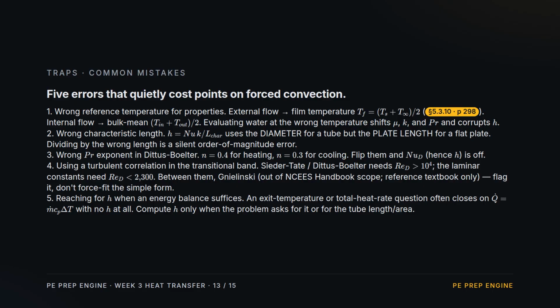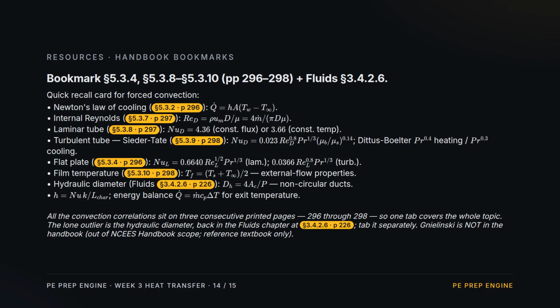4. Using a turbulent correlation in the transitional band. The simple correlations need Reynolds above 10,000 or below 2,300, with Gnielinski in between, out of handbook scope. 5. Reaching for h when an energy balance suffices. An exit temperature question often closes on Q dot equals m dot Cp delta T with no h, so compute h only when asked.